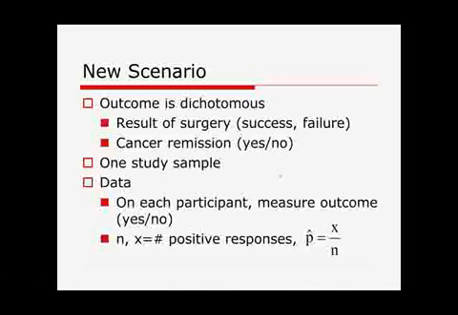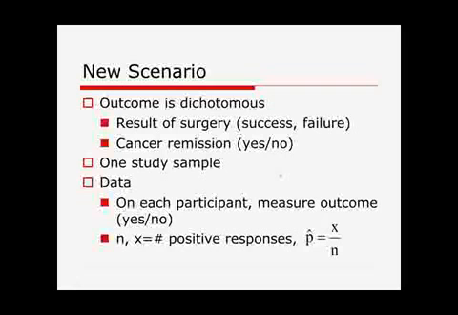Okay, so now suppose that we want to go to a different situation. That example that I just showed you was a confidence interval estimate when you have a continuous outcome. So now I want to focus on what if you have a different kind of outcome, a dichotomous one. Let's say, for example, we're looking at a surgical procedure. It was a success or it was a failure. Someone goes into cancer remission, yes or no. This is a dichotomous variable and one study sample.